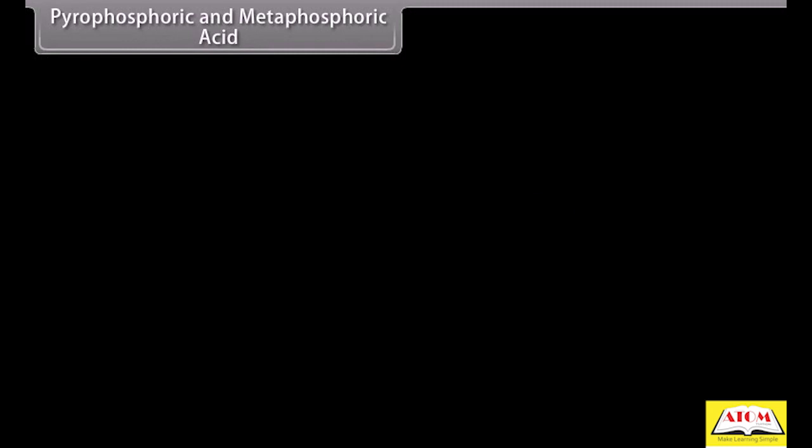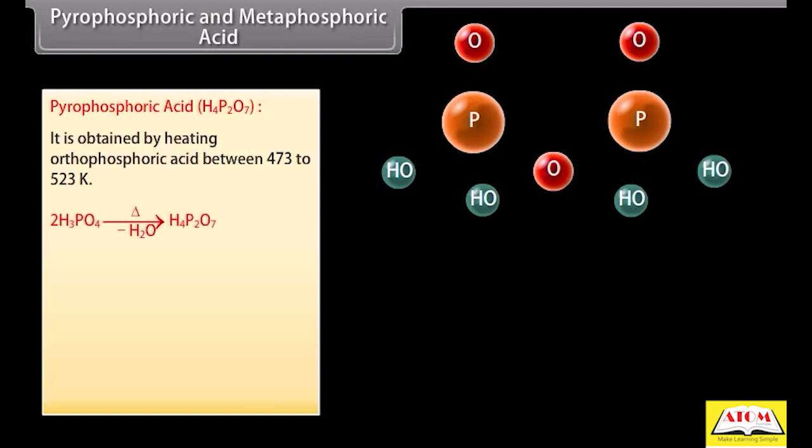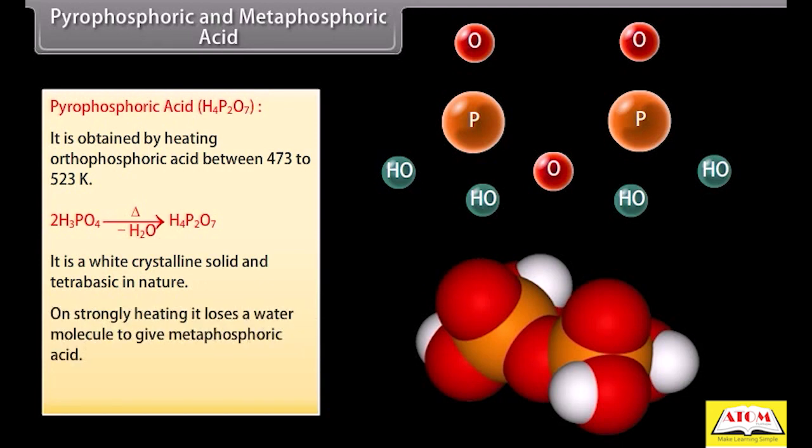Pyrophosphoric and metaphosphoric acid. Pyrophosphoric acid. It is obtained by heating orthophosphoric acid between 473 to 523 Kelvin. It is a white crystalline solid and tetrabasic in nature. On strongly heating, it loses a water molecule to give metaphosphoric acid.